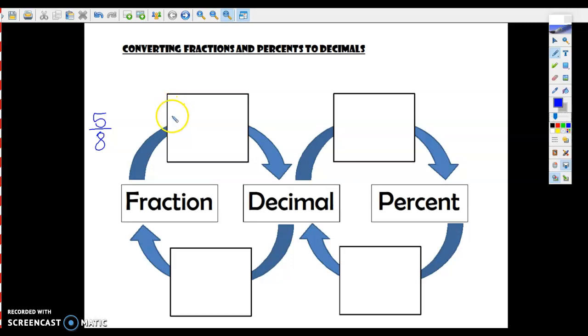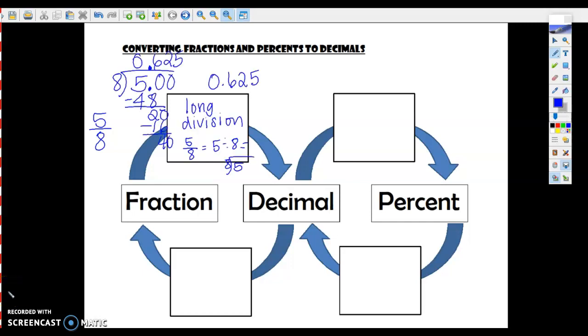Alright, yep, we're going to do long division. So go ahead and write long division in this box, and then see if you can do long division right here on your paper. Pause the video and then check your answers. So there you go. If you did your long division correctly, 5 divided by 8 is 0.625.